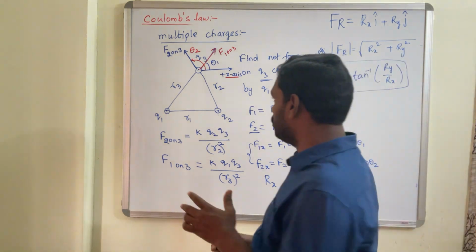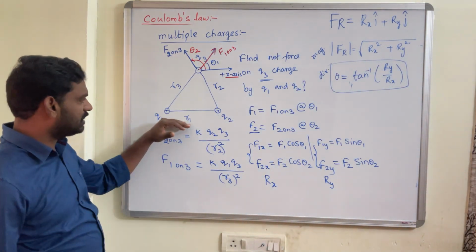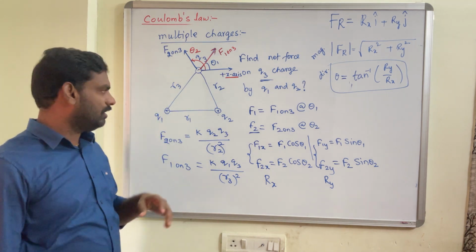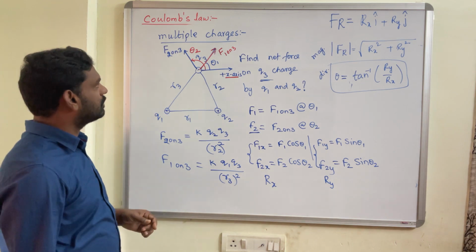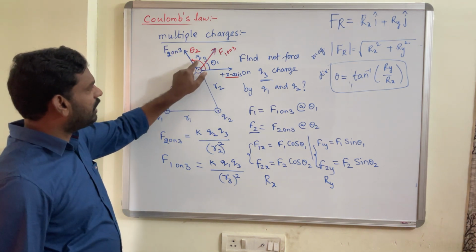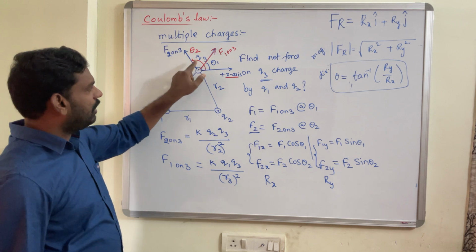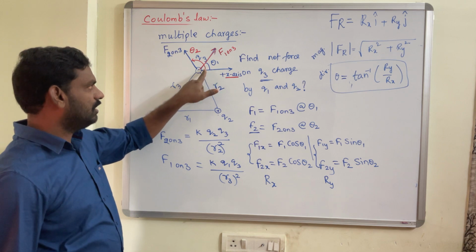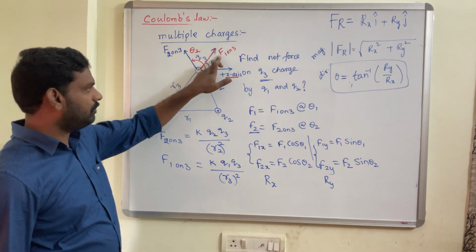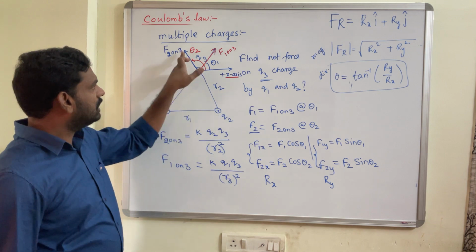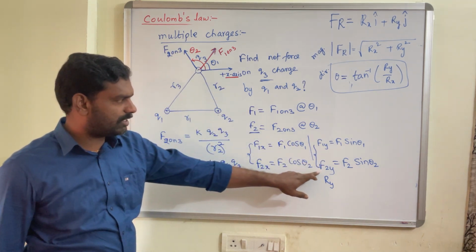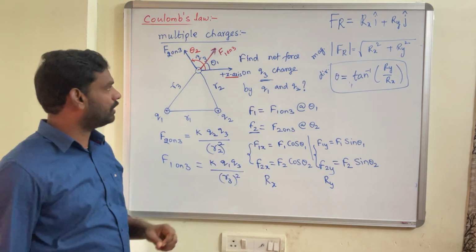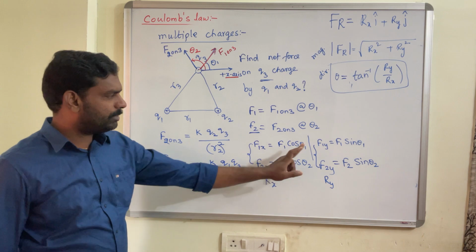What should you do? If the distance and charges are given, you need to identify in which direction the force is acting. The angle also will be given for these problems. Always measure the angle from the positive x-axis in the counterclockwise direction. So this force can be resolved into two components, and this force can also be resolved into its respective components. F2 can be resolved into X component and Y component, and F1 also can be resolved into X component and Y component.